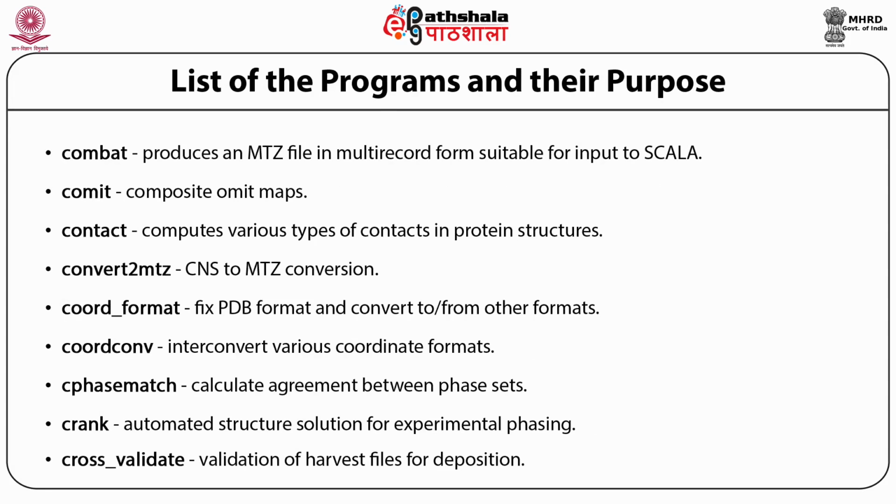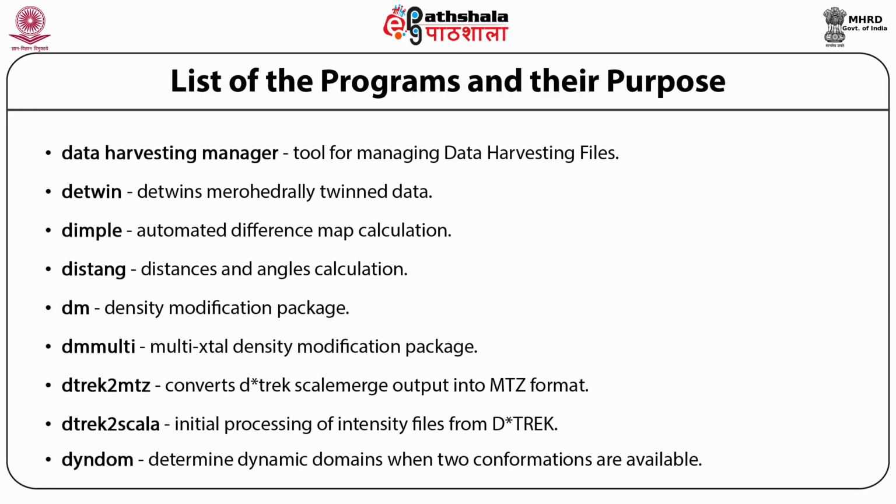Then for the conversion from one format to another format, we have convert to MTZ, from CNS to MTZ format, and to produce the MTZ file from the input file called Scala, we use the COMBAT program. Then for automated structure solution for experimental phasing, we use a program called Crank. We have a program called DIMPLE for automated difference map calculation. For calculation of distances and angles, we have a program DISTANG.